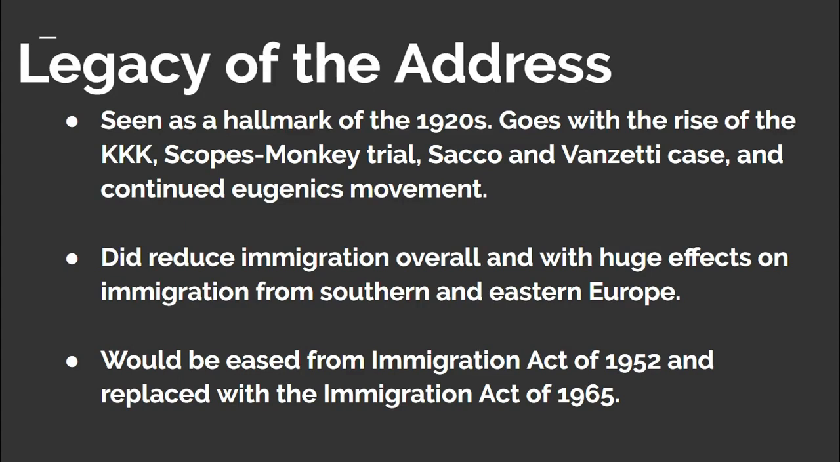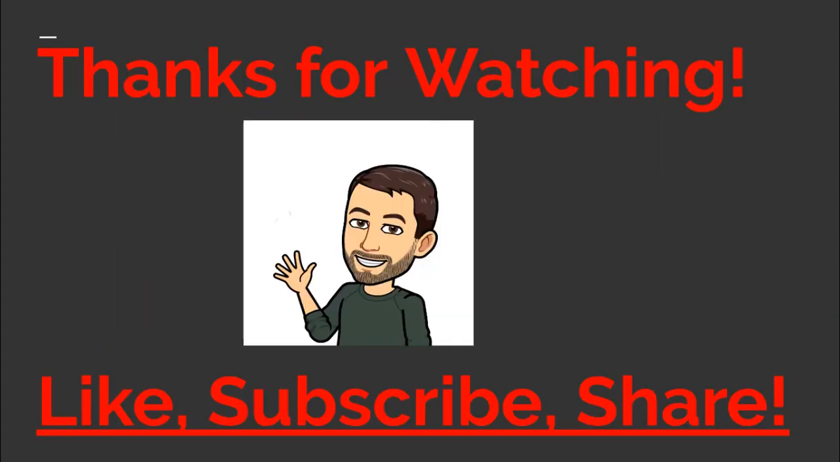In terms of practical effects, the act did curb immigration overall, and did so drastically from Southern and Eastern Europe. Later on, the act would be amended in 1952 and replaced in 1965. Okay, that does it for the Immigration Act of 1924.